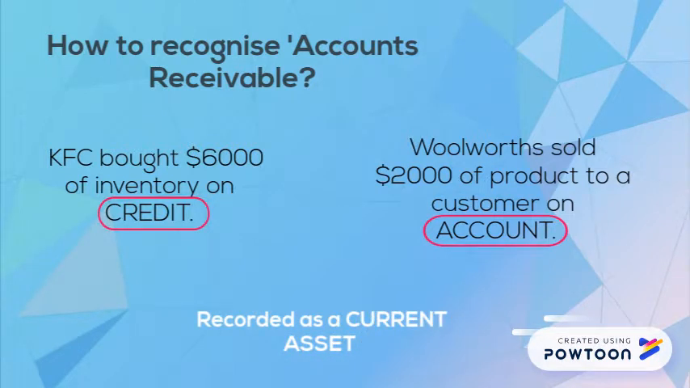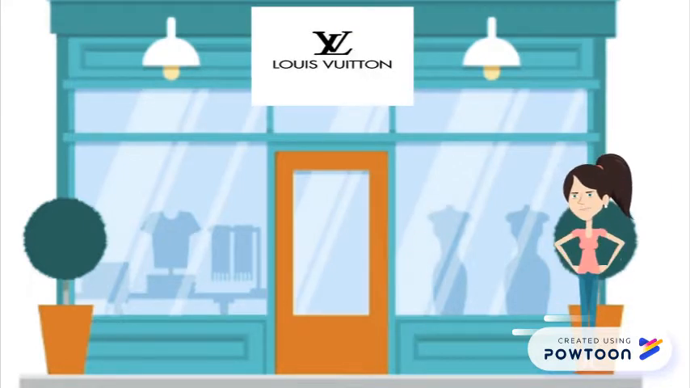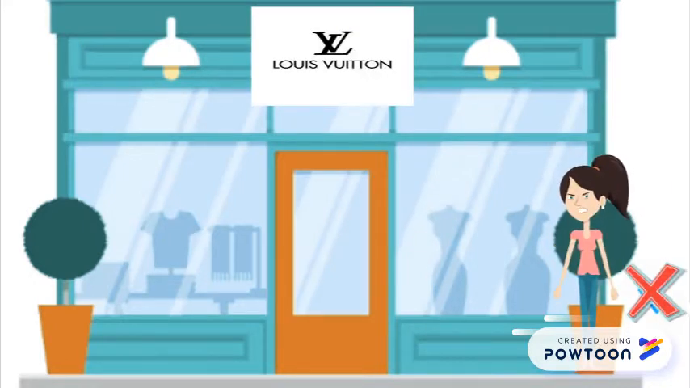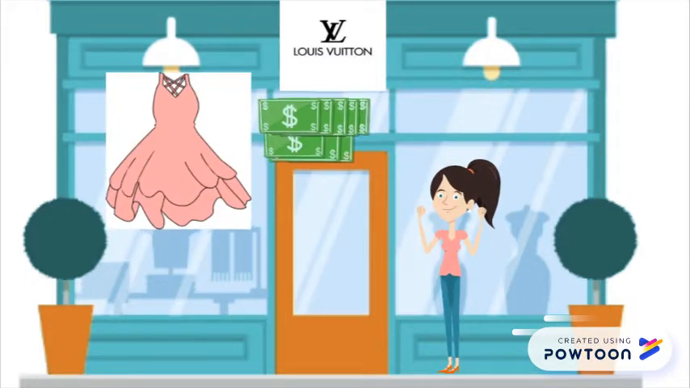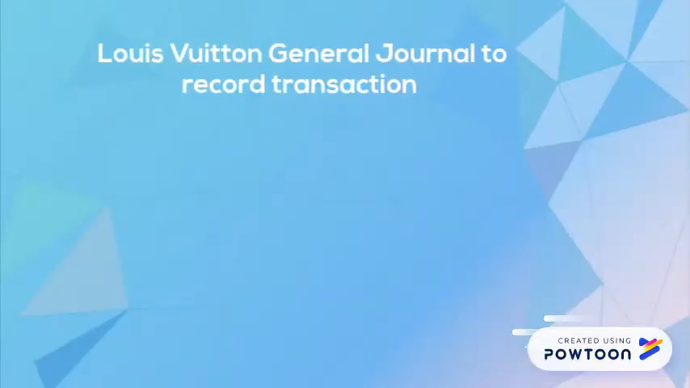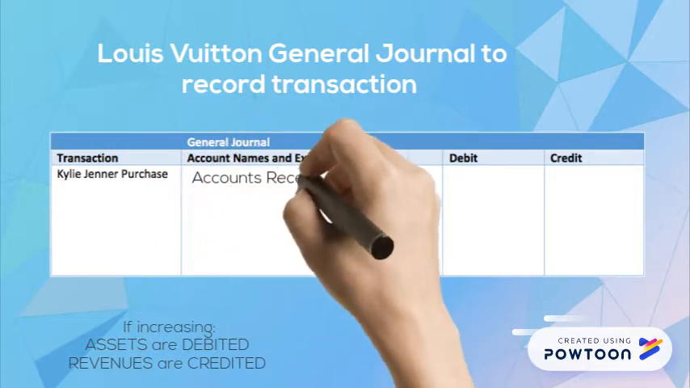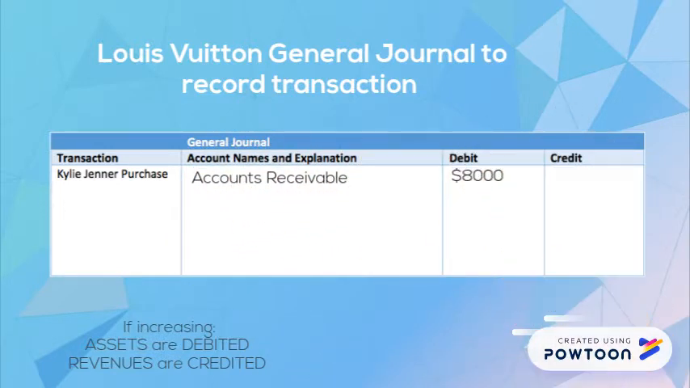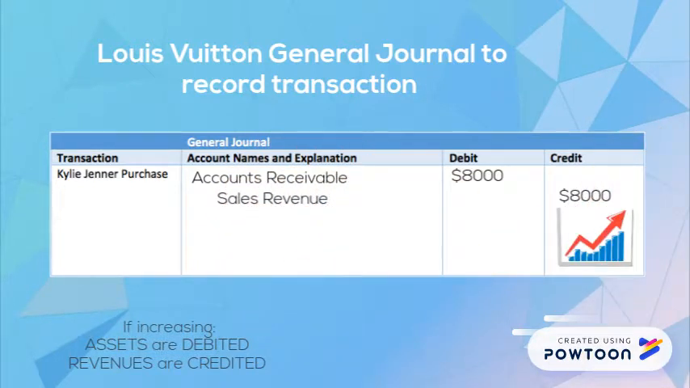the purchase was made. For example, Kylie Jenner walked into Louis Vuitton and realized she forgot her credit card. She desperately needed another outfit for an event the following night. So Louis Vuitton allowed her to buy a dress for $5,000 and a bag for $3,000 on account. As accounts receivable is a current asset, Louis Vuitton would debit accounts receivable as the amount to be received increases for the company, and the company would credit sales revenue as their equity has increased for providing the products.